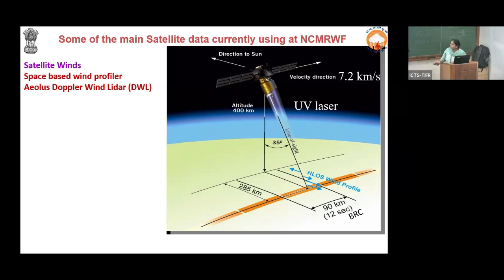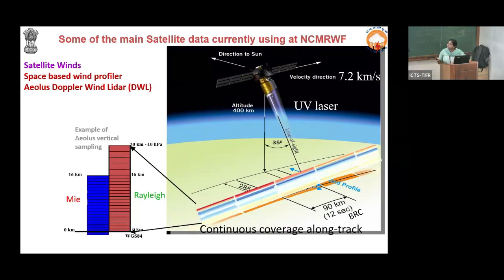As for the measurement technique, they do the measurements in two channels: one is the Mie channel and one is the Rayleigh, depending on the scattering, so Mie scattering and Rayleigh scattering. Mie is from 0 to 16 kilometers, and Rayleigh we get from 0 to maybe 30 kilometers. So we have continuous coverage along track, and it is a wind profile. Depending on the channel, we get the wind profile from the surface to 16 kilometers or from the surface to 30 kilometers.